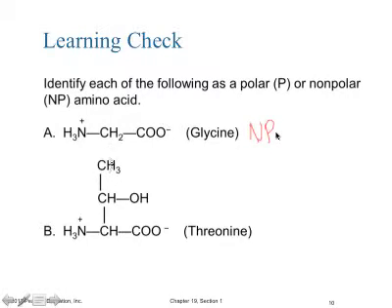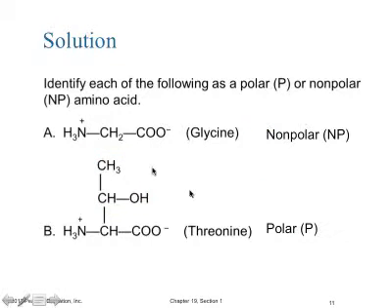And then this one has, as its R group, right here is the R group, an OH group, so it is definitely polar. It's an alcohol. In fact, it's essentially ethanol. And we see that we were correct.